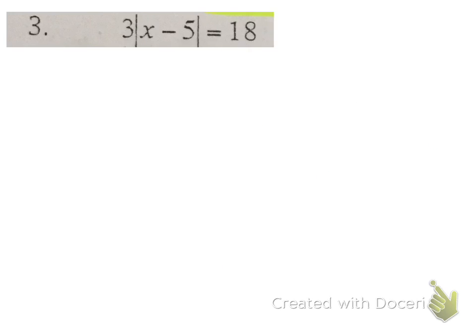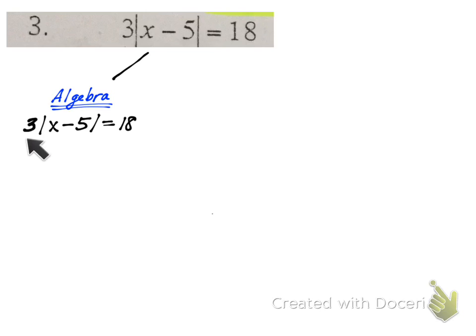Next, if you want to solve this next question, it's an absolute value problem. We solve absolute value problems algebraically by getting the absolute value bars alone by themselves. So in other words, this 3 needs to get out of here. So you're going to divide by 3 on both sides. Now that you have the bars alone, we can make 2 equations. x minus 5 equals positive 6, and x minus 5 equals negative 6.